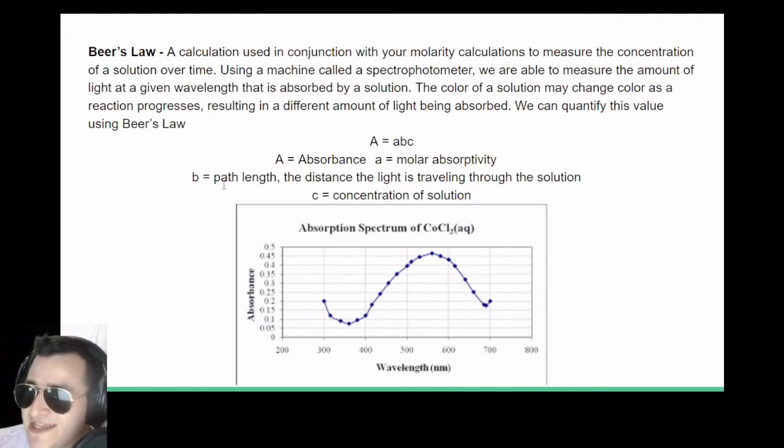B is equal to the path length, which is something you're actually going to measure utilizing this machine called a spectrophotometer in your lab procedures in class. You can see how far the pathway is going to go. The distance the light is traveling through the solution. And then C is the concentration. So if we have any three of these values, we can solve for the fourth, right? The vast majority of the time, you're solving for the concentration of your solution. It's a very common lab practice related to this topic.